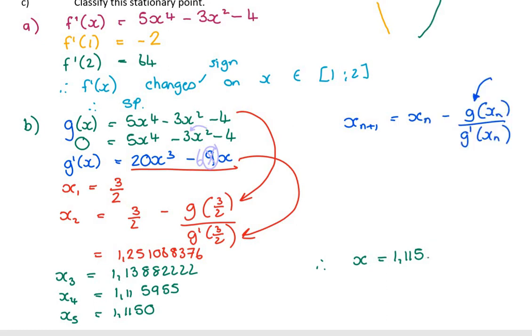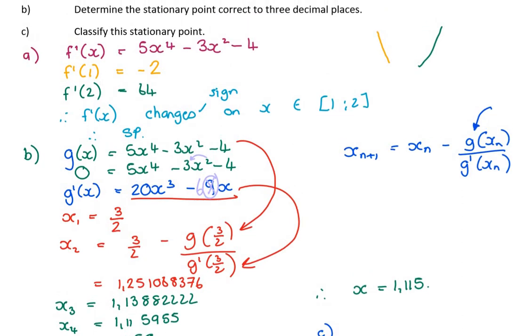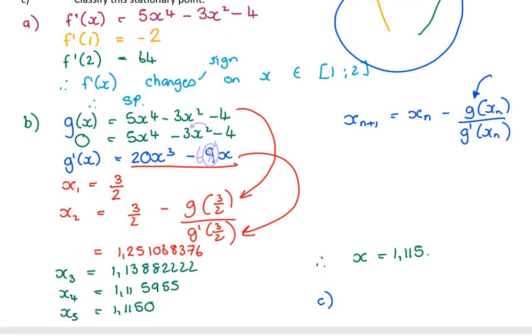Now that's actually pretty easy. So I'm going to do this here. I've run out of space. And why is that easy? Well, because of all the work I've done in question A, I can pretty much see it's a local minimum, because my gradient was negative before and then it's positive afterwards. So I don't really have to explain, because it said classify this point.